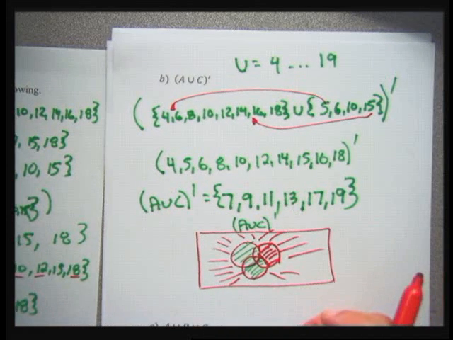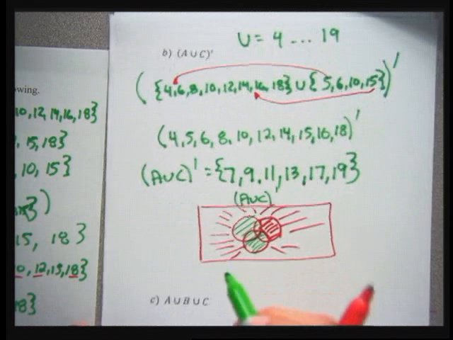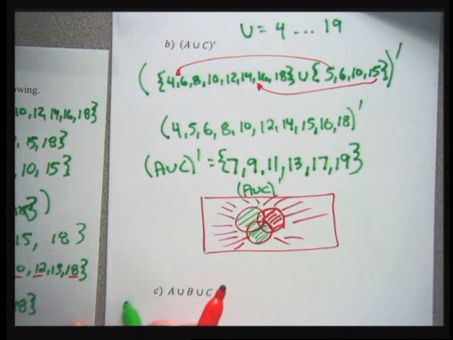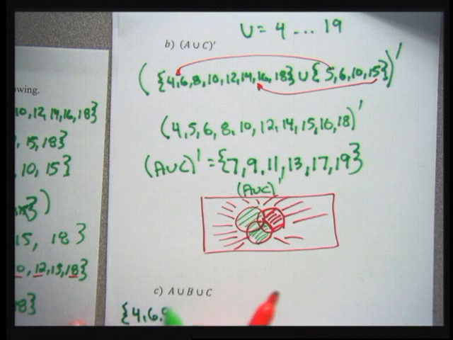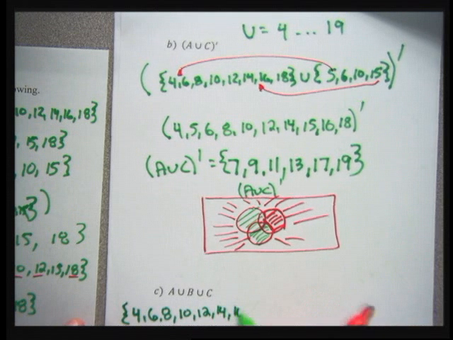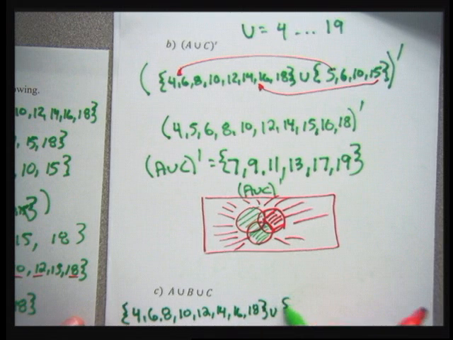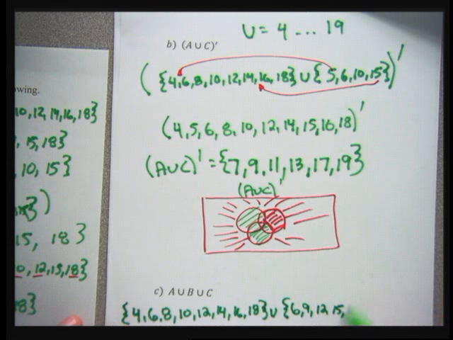A union B union C means anything in any of the 3 circles, basically anything that's not outside a circle. But I'll do this the long way because it's easier for me. So A union B union C, I can just work from left to right and first do A union B. A is the evens between 4 and 18. B is the 6, 9, 12, 15, and 18. And then I'll worry about the union C.